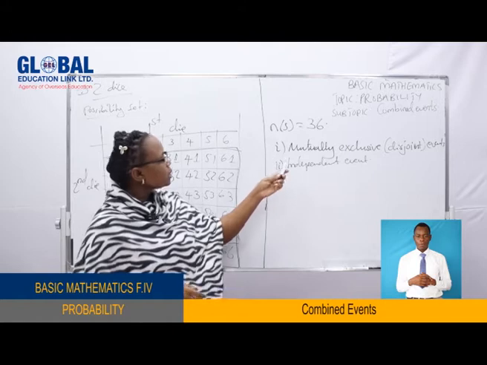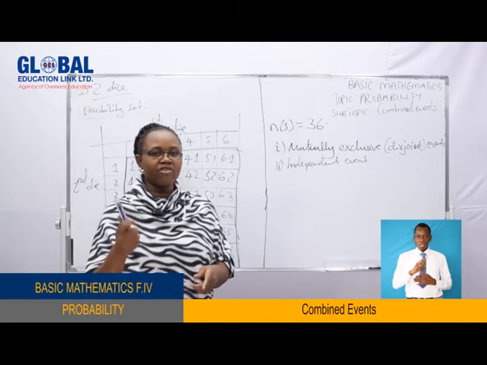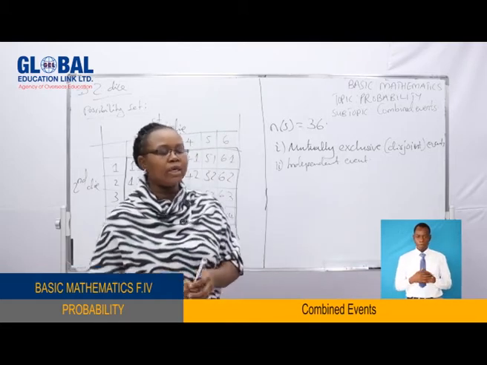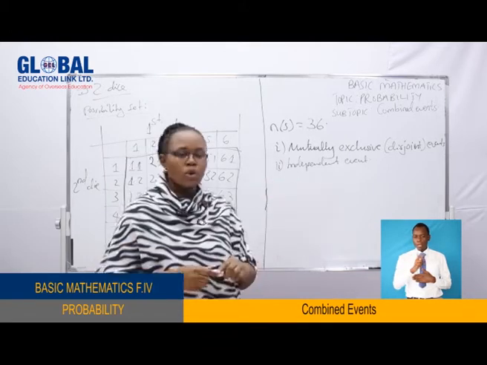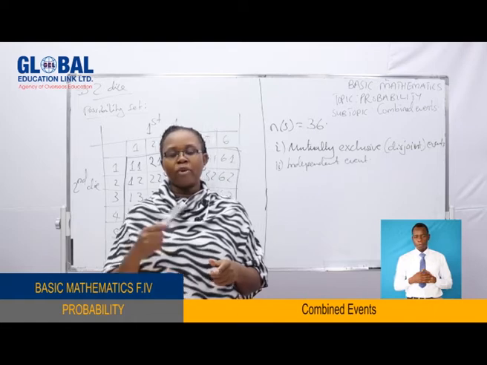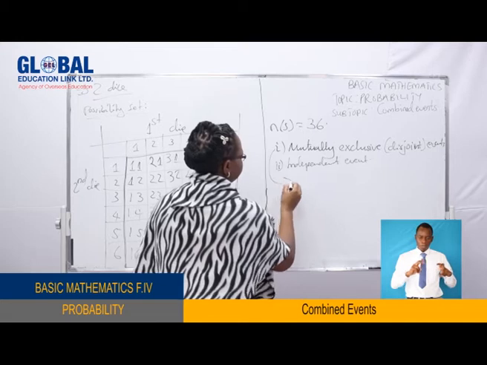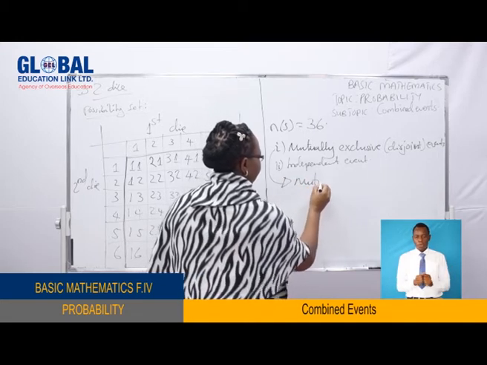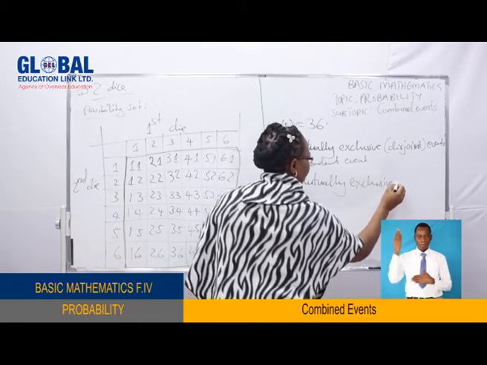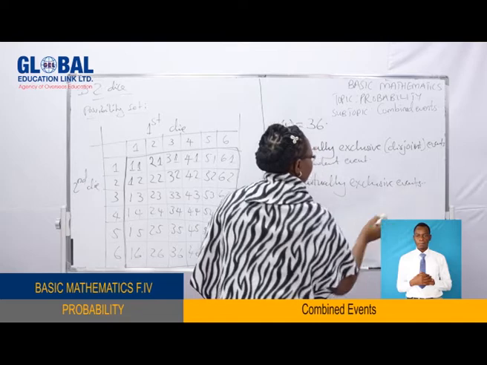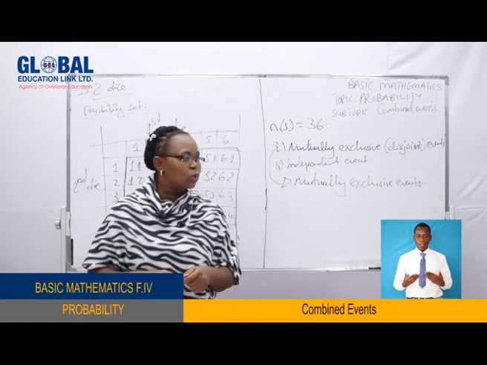The first concept is mutually exclusive or disjoint events. That is the first concept. And the second concept is independent events. So these 2 concepts will enable us to find the probability of a combined event. Then let's check on mutually exclusive events.